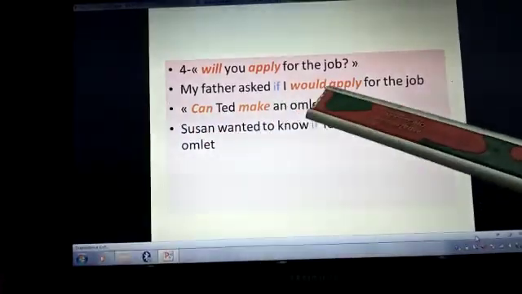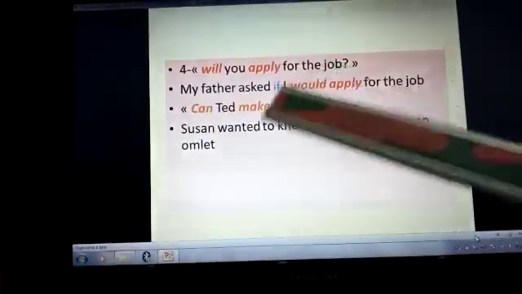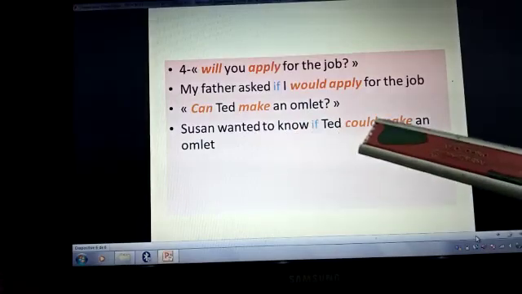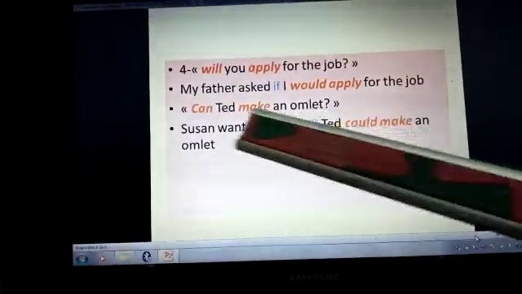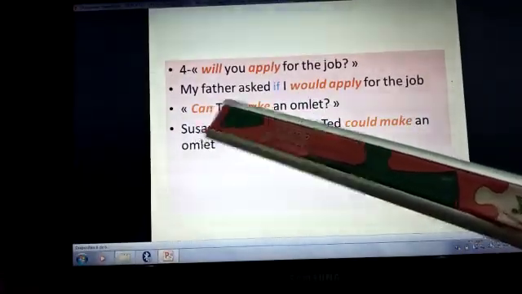Can Ted make an omelette? The past of can is could. Susan wants to know if Ted could make an omelette. So can becomes could. The past of can is could. Can make becomes could make.